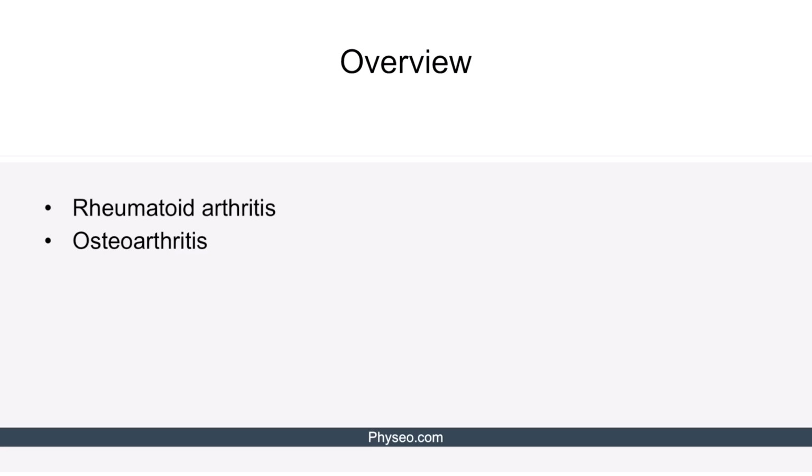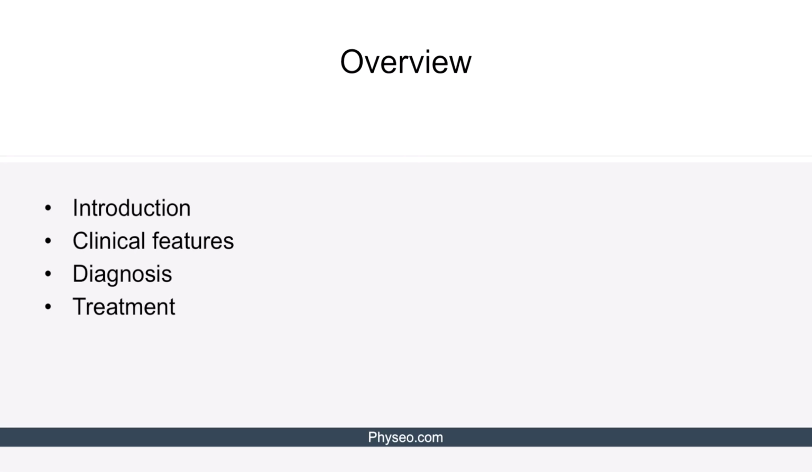Let's begin. We will be covering two topics, rheumatoid arthritis and osteoarthritis. So let's begin with rheumatoid arthritis. In rheumatoid arthritis, we will cover the introduction, clinical features, diagnosis, and treatment. Let's begin with the introduction.